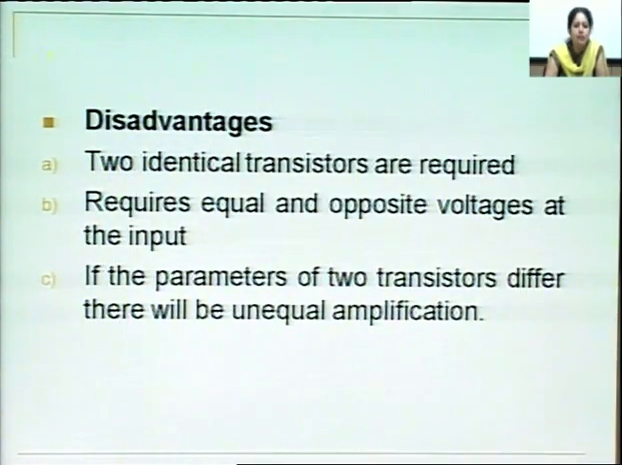And if the parameters of two transistors differ, there will be unequal amplification. That is, practically there are no identical transistors, and if both transistors differ in their parameters or specifications, there will be unequal amplification at the output. That is, the positive half cycle will be amplified with one parameter and the negative half cycle will be amplified with a different parameter. So unequal amplification is provided at the output.